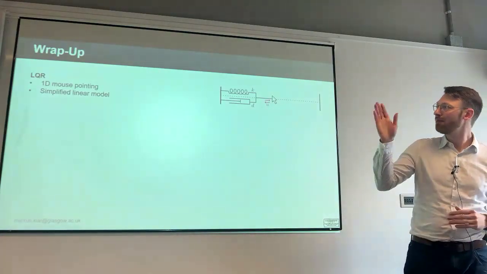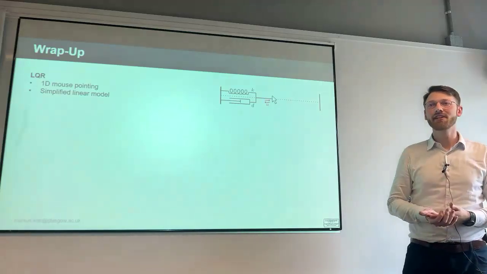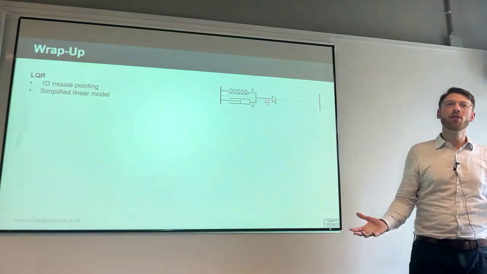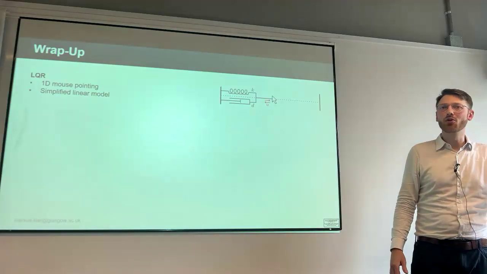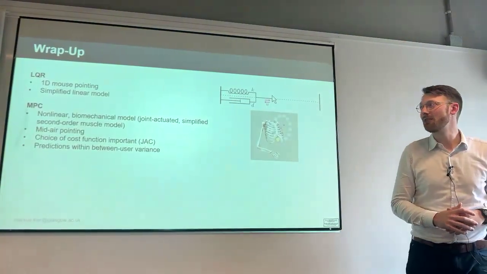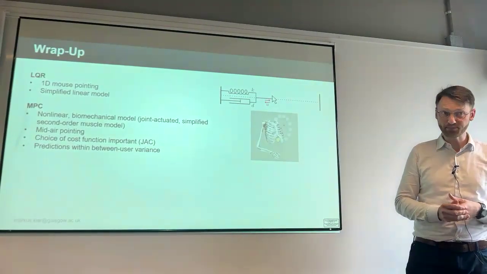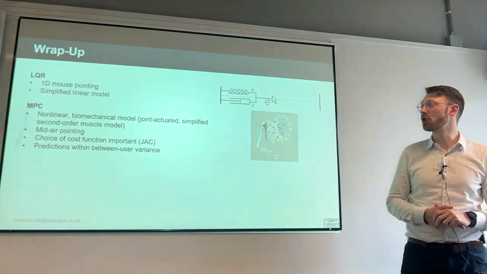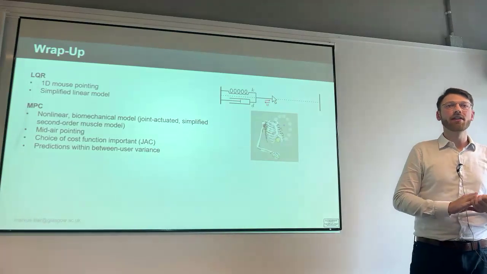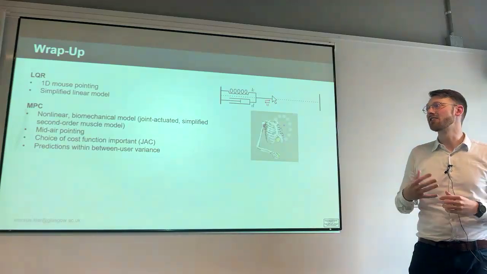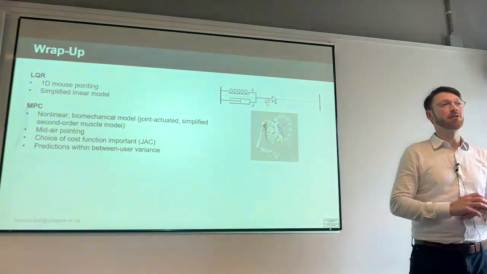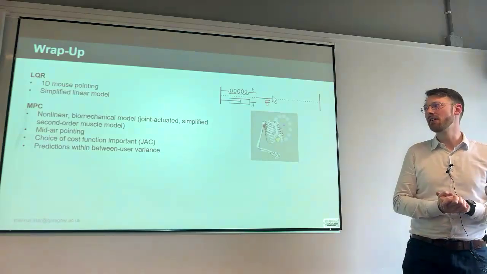So to wrap things up, we've seen that we can use linear quadratic models for simple interactions, but they may not be sufficient to show all the details of human motion. That's why we went on to use nonlinear models. We added a simplified second-order muscle model and went on with model predictive control. There we've seen that the choice of the cost function is actually very important, and that a combination of distance, effort, and joint acceleration costs performs best for this model, and that we can actually predict movements between user variants.